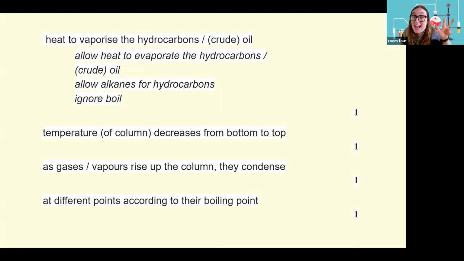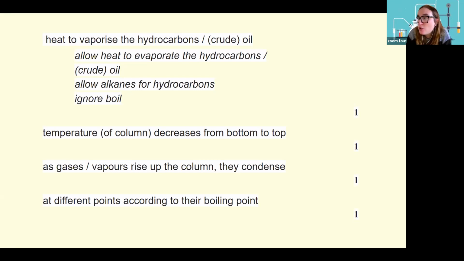The third one, as the vapors or the gases rise up, they start to condense. And your 4th mark is for saying that they condense based on their boiling point. That's what makes them come off at different points. Now notice that's a 4-mark question. You haven't been asked about the length of the carbon chain. You haven't been asked to explain that.